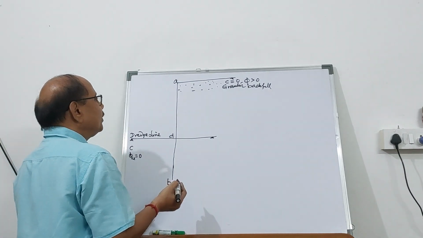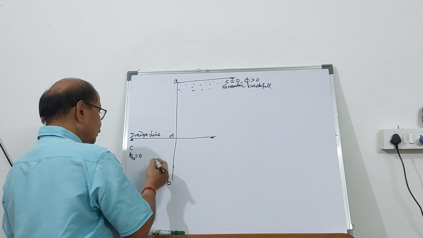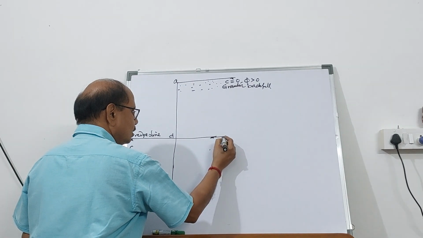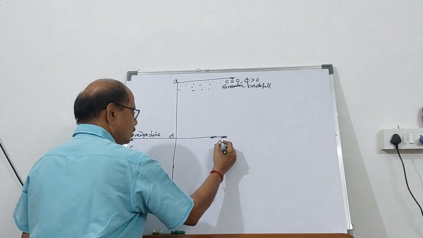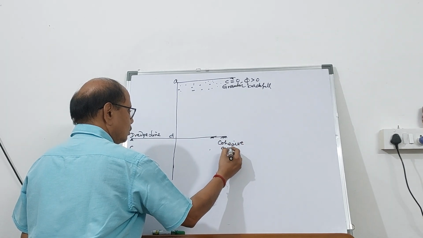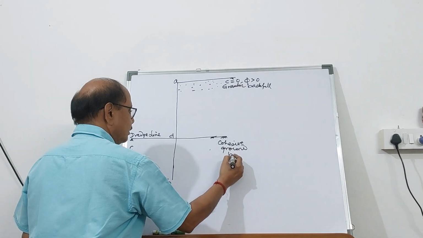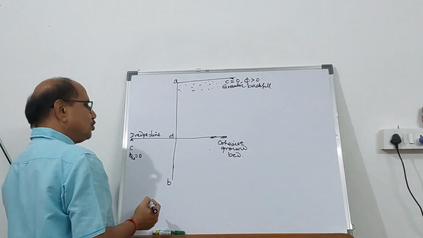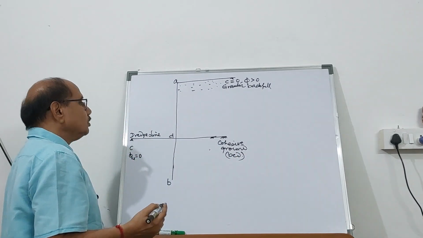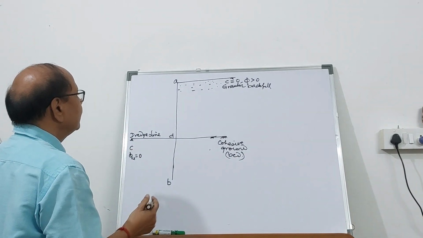How will you draw the pressure distribution diagram? This is cohesive in nature. Below this ground, it is cohesive ground bed, cohesive soil bed, or this cohesive ground or cohesive bed.